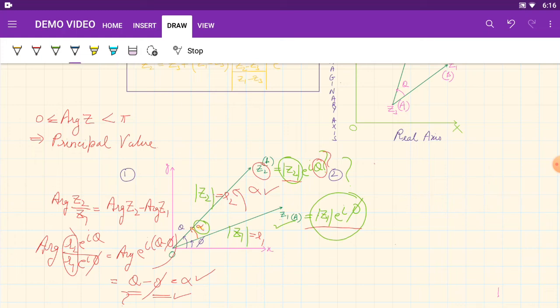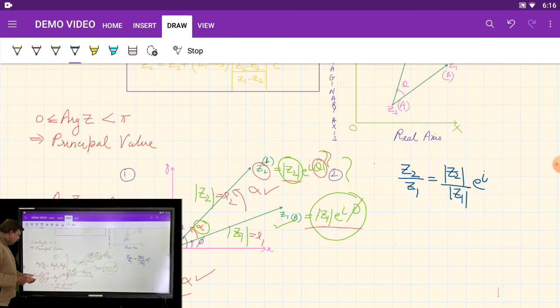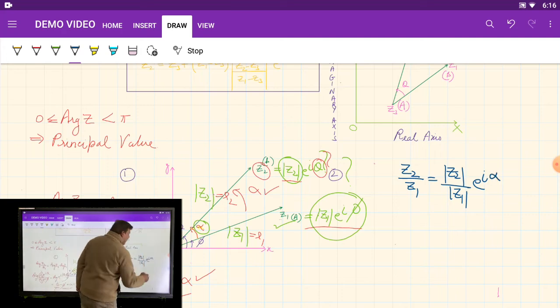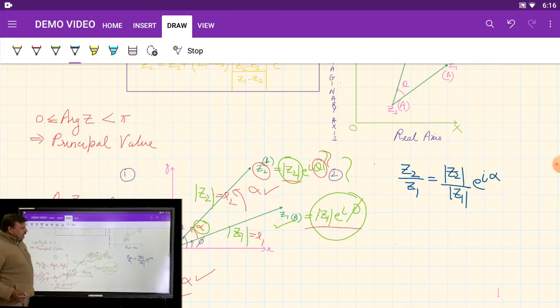So if we have Z2 by Z1, correct, students? This is equal to, what is this equal to? This is equal to mod Z2 upon mod Z1. That is the modulus, and e to the power iota, whatever is the argument of Z2 by Z1. Here we have learned the argument of Z2 by Z1 is alpha. So instead of writing theta minus phi, I can write alpha.